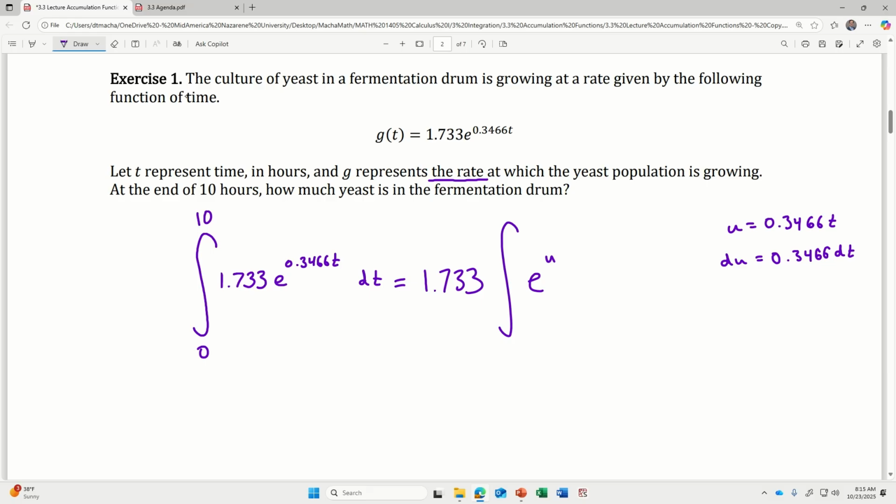So when I want to replace 0.3466t, I can replace that with u. When I want to replace the dt, I need to replace dt with du divided by 0.3466. Do you see why? I want to replace dt with du times 1 over 0.3466.